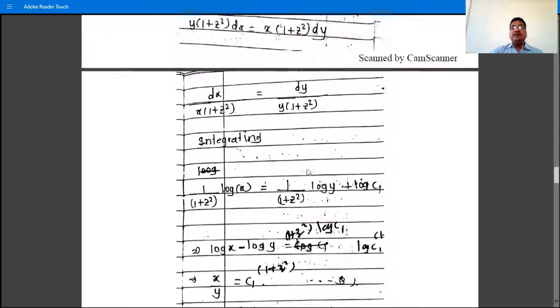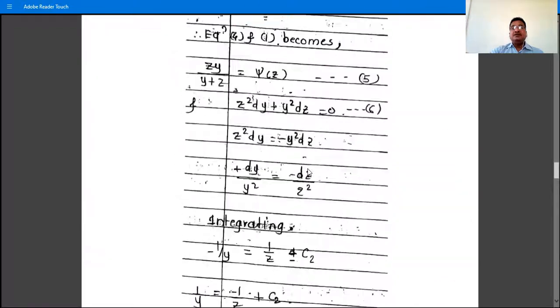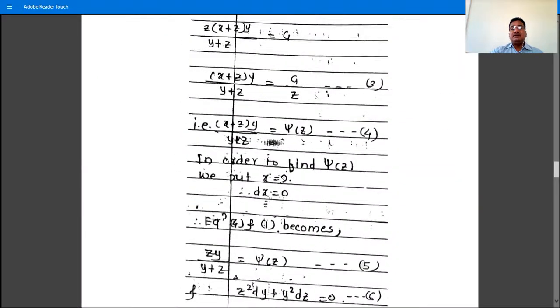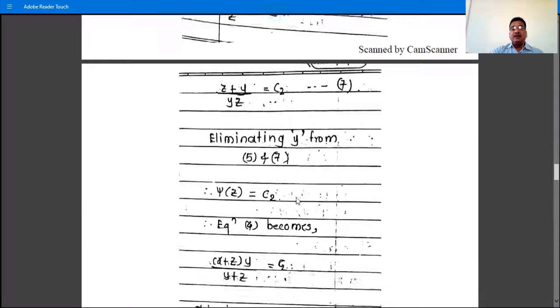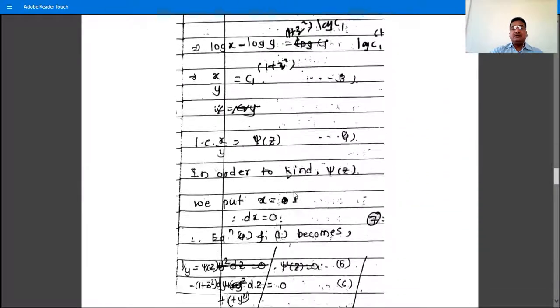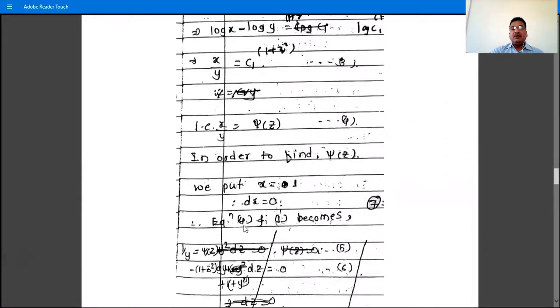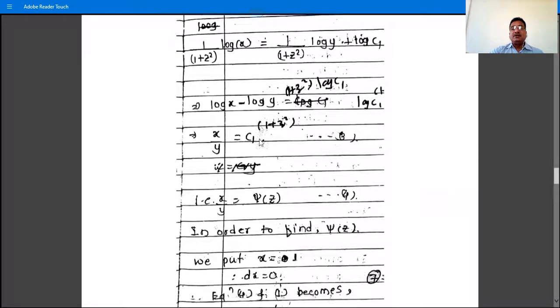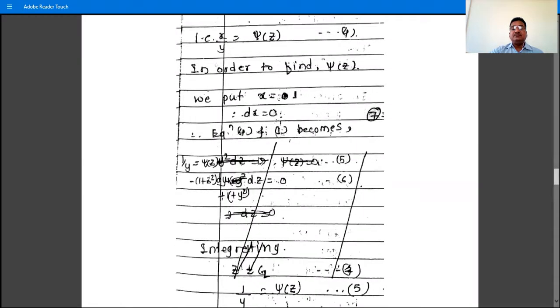In the previous example, the value of x is 0. Here, the value of x is 1. Why? Because if we substitute x equal to 0 in equation number 4, we have psi z as 0 by y, that is 0. That's why we substitute x as 1, because we have to find the value of psi z.